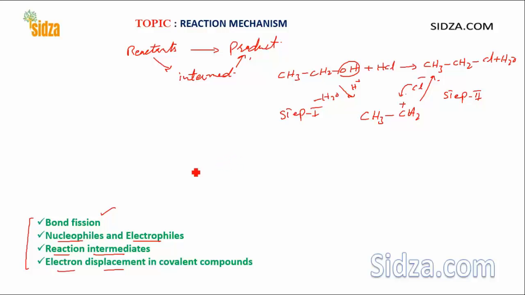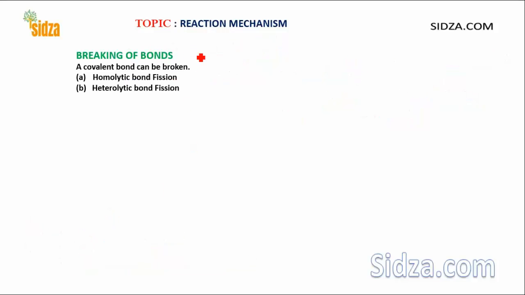So let's start with the first concept, the bond fission. What does bond fission mean? Bond fission is basically breaking a bond, right? Breaking down a bond is called bond fission. Suppose you have a carbon attached to an atom A. Breaking down the bond between the carbon and atom A is a bond fission. So bond breaking is bond fission, right?